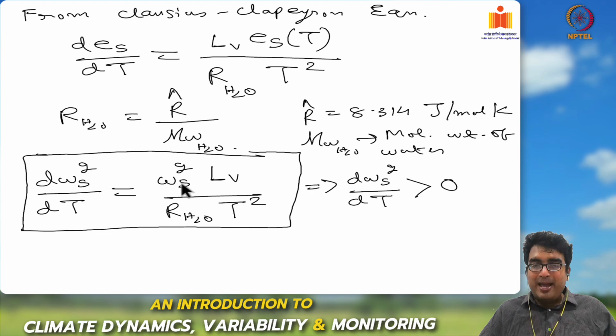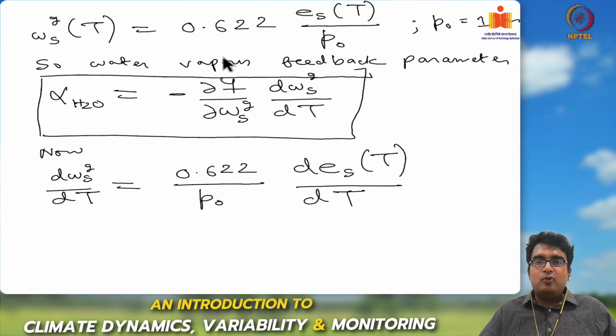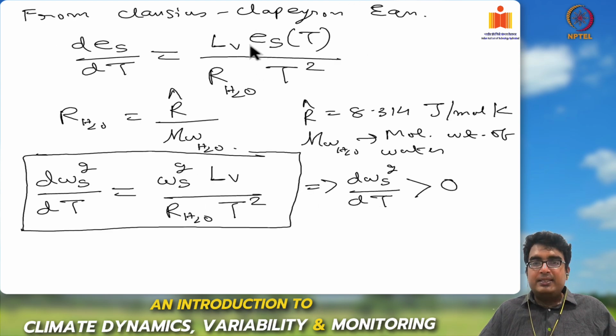So, we get back omega_sg into L_v by R_H2O T squared. How do we do that? What is omega_sg? Omega_sg is 0.622 e_s(T) by P0. 0.622 by P0 is already here. d e_s(T) dT is L_v e_s(T) by R_H2O T squared. So, we take e_s(T) on the side to get omega_sg. Then you multiply by the latent heat of vaporization, gas constant for water and T squared. So, this becomes our expression here.